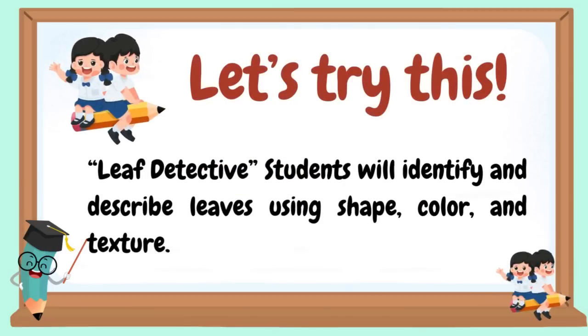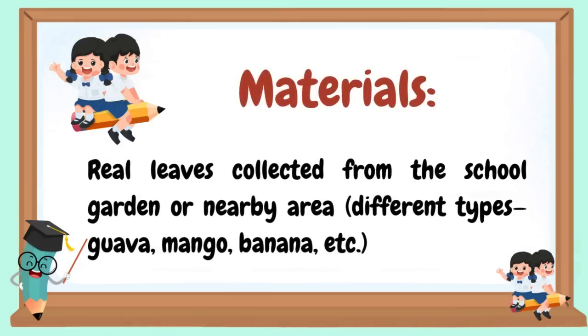Let's try this. Leaf detective. Students will identify and describe leaves using shape, color, and texture. Materials needed: real leaves collected from the school garden or nearby area. Different types: guava, mango, or banana.